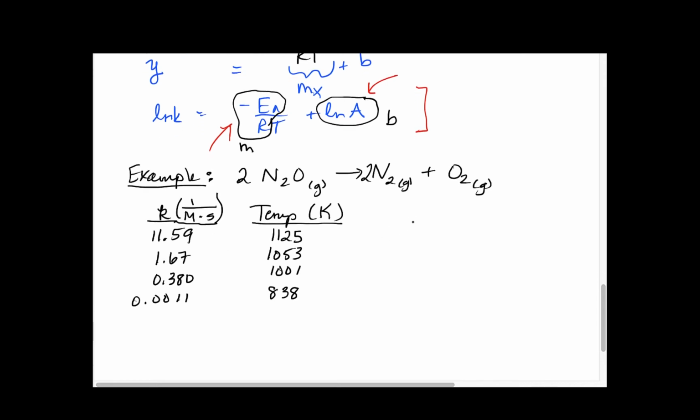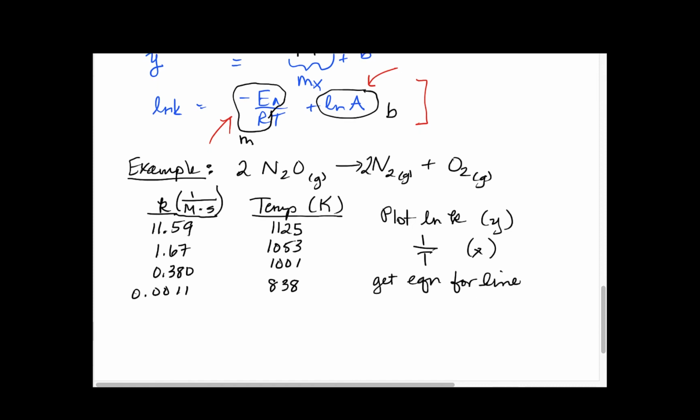So I want you to pause the video right now and open up Excel, and I would like you to plot natural log of K on your y-axis and 1 over T on your x-axis, and then get the equation for the line. And then we'll come back together in a minute, having gotten that much information out of your plot.